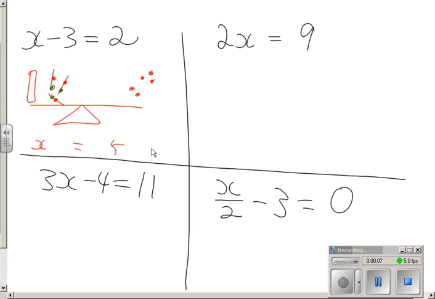The first question we've already done in class, x minus 3 equals 2, and the modeled expression is here. We're going to start with the second question, which says 2x equals 9.